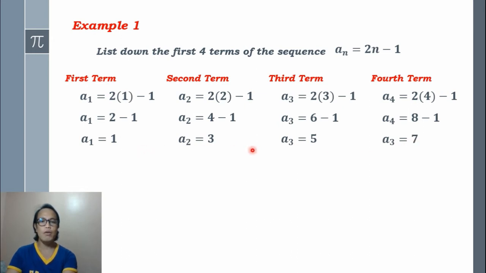So these are now our terms in this given sequence: 1, 3, 5, and 7. These are the first four terms of this given sequence.